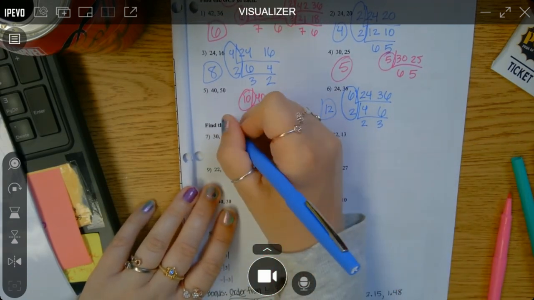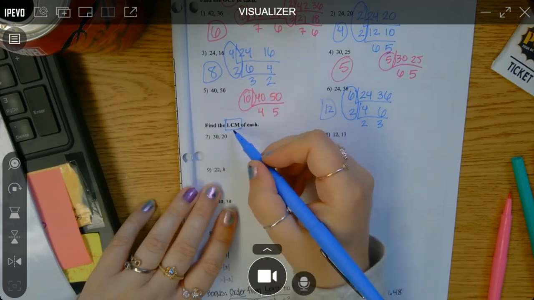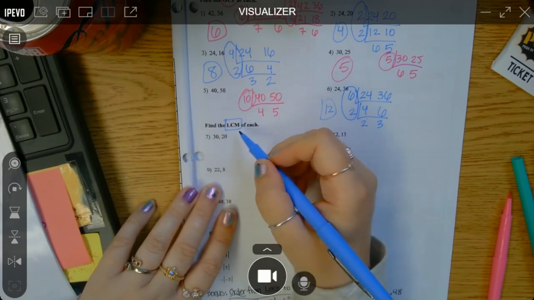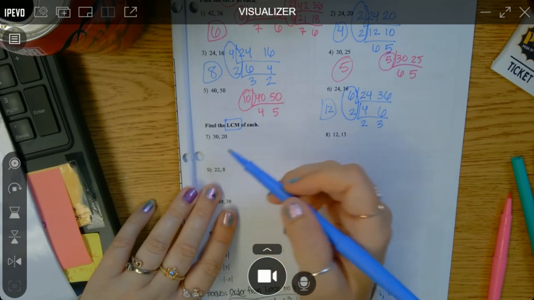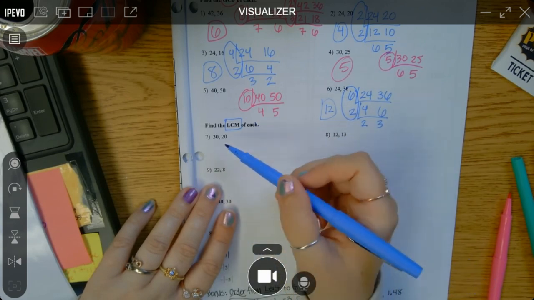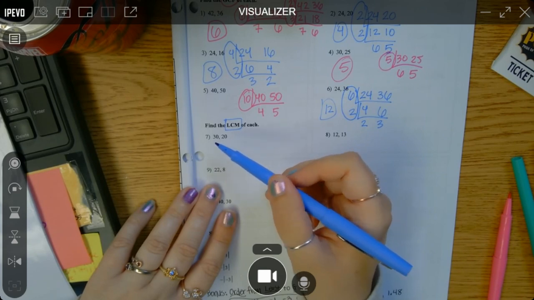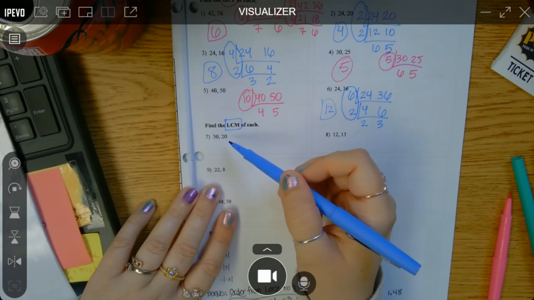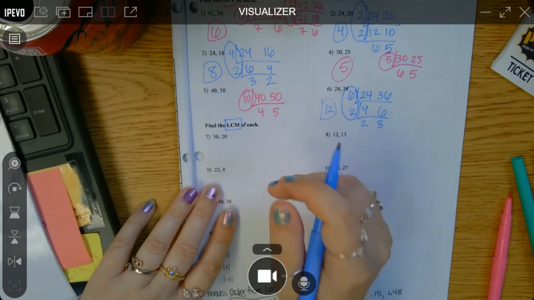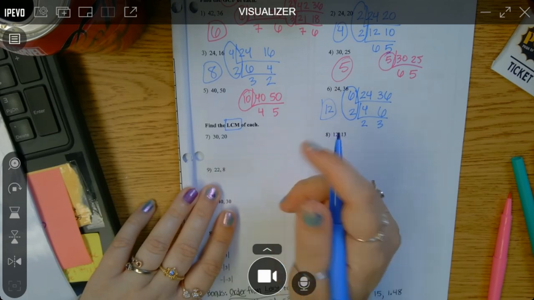Okay, now this time we're finding the LCM. It's the least common multiple. Multiple is not numbers that can divide into, it's numbers that they can both multiply to become. So like 20, 40, 60, 80, and 30, 60, 90. Those are the multiples of like 30 and 20. You want to find the smallest one that both can multiply to become.